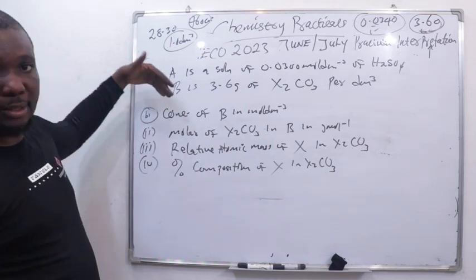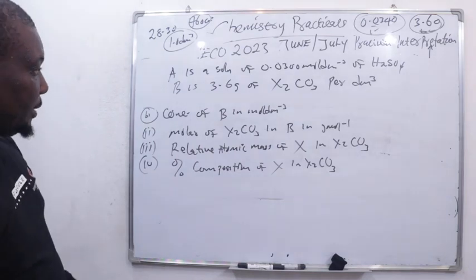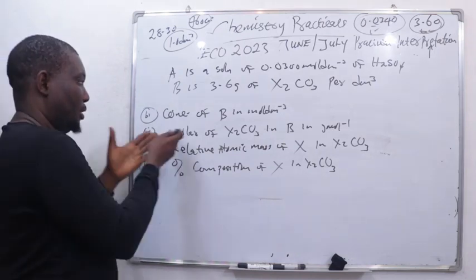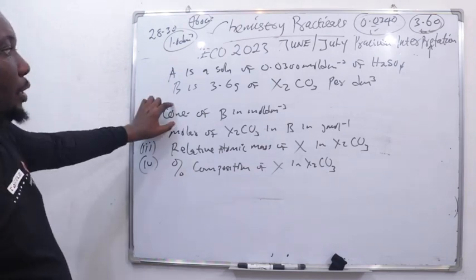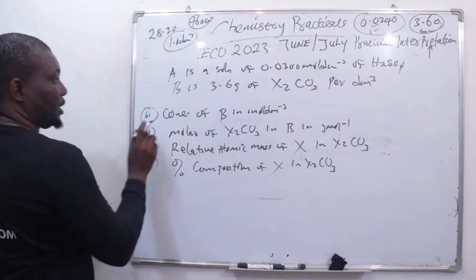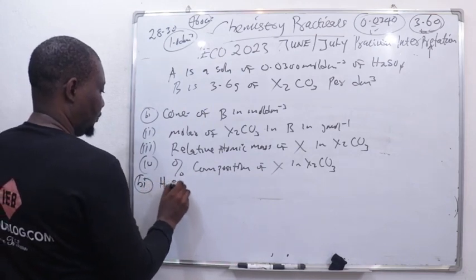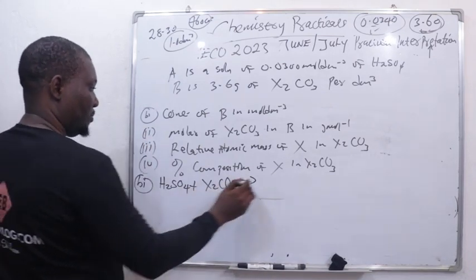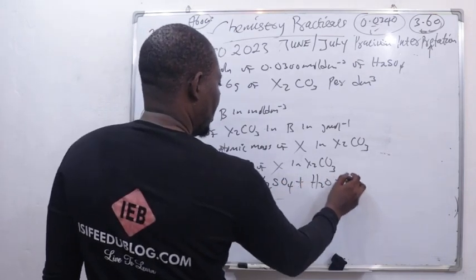Question A is the same as that of the last video we just did. So we're going to do this in a similar approach, because IV somehow changed. Okay, so how do we do this? Remember, I first balance the equation to see what happens. So we start with the equation first: H2SO4 plus X2CO3 gives X2SO4 plus H2O plus CO2.